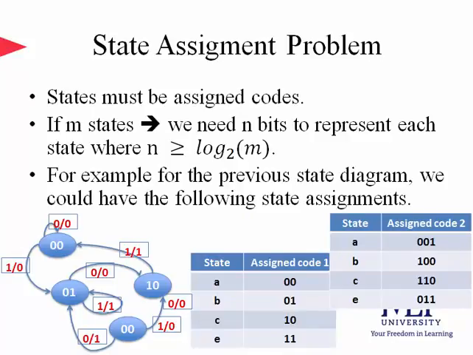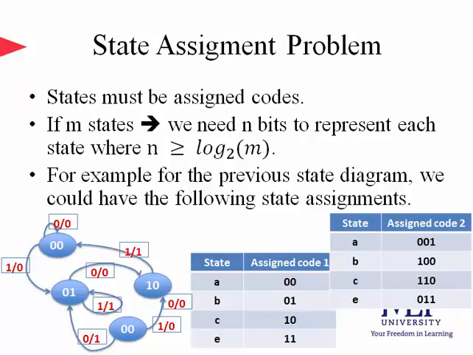Next, we explore the state assignment problem. In order to design a sequential circuit, it is necessary to assign unique coded binary values to the states. Let us say we want to design a sequential circuit, and after we reduce the number of states to m, we need to code each state using n bits, where n is greater than or equal to log m in base 2. If we consider our previous state diagram, we could have 2 different state assignments as shown in tables at the bottom.